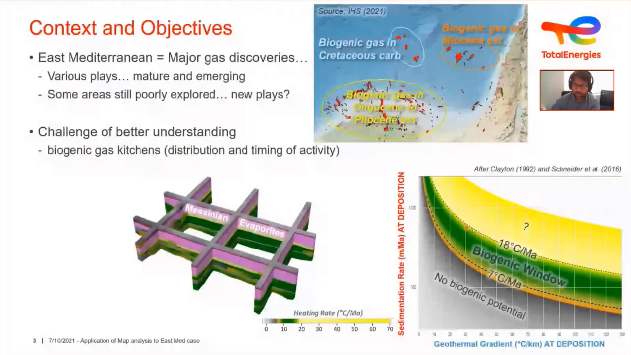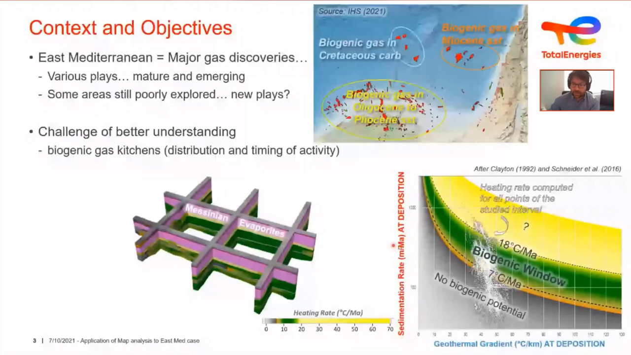In that frame, this study is based on the famous Clayton paper and the more recent modifications done by Schneider et al. For people who are not familiar with this, the author defined the biogenic window as an envelope in terms of heating rate, so the speed at which you heat your sediments after the deposition. It's defined in a window between 7 degrees per million years and 18 degrees per million years. Below that, you don't have potential. Inside of that, you have the full potential. And on top of that, it's still questionable. And of course, as I said before, you have to deal with that at the time of deposition.